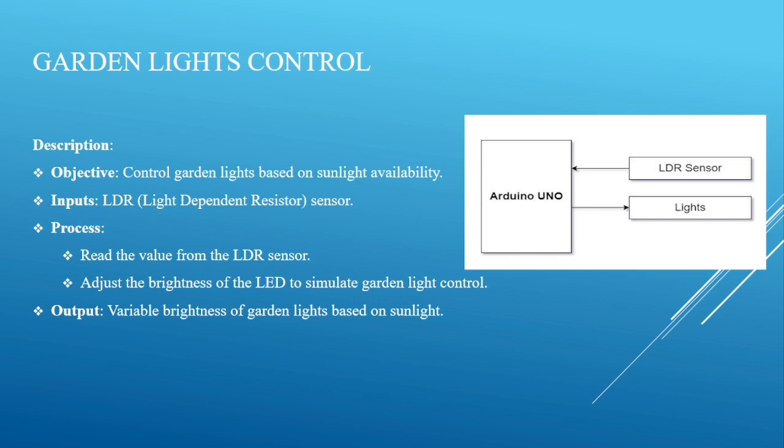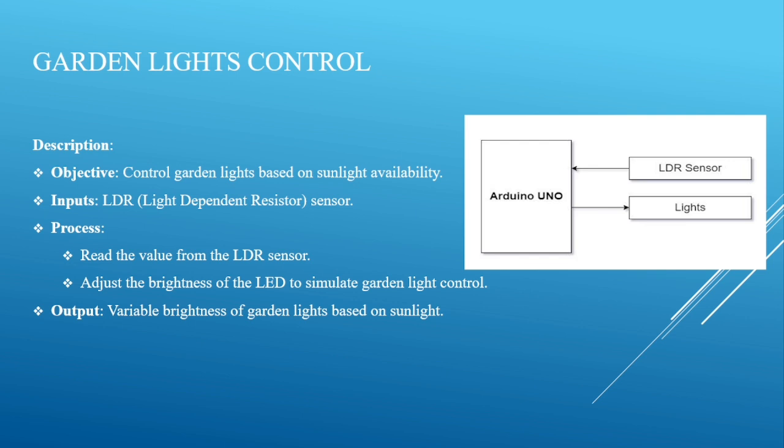Our home automation project was divided into four key components, each addressing a specific aspect of our home management. These components are garden lights control, temperature control system, water tank inlet and outlet valve control, and integration with the Blynk application. In garden light control, the system aims to automate garden lighting based on sunlight availability.